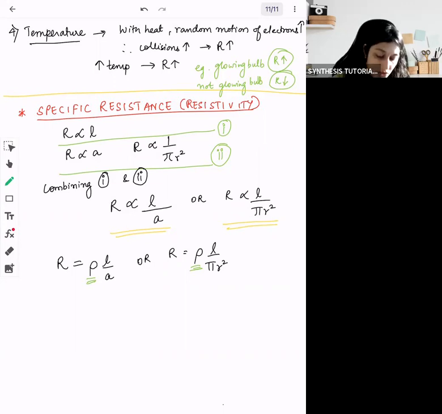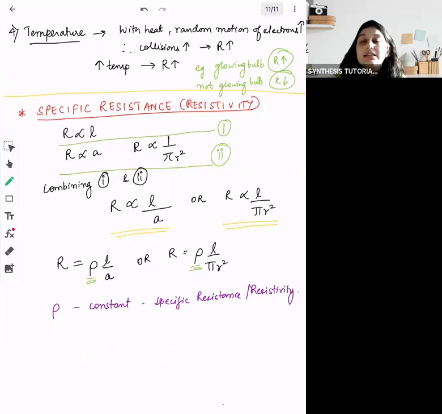Okay, so हमको ये लिखना है. This is called as the constant which is basically specific resistance or resistivity. It's not the same as resistance, guys. Resistance का unit होता है ohm. ये specific resistance या resistivity, it's not the same as resistance. इसका unit भी अलग रहेगा. Okay, अब unit क्या रहेगा?